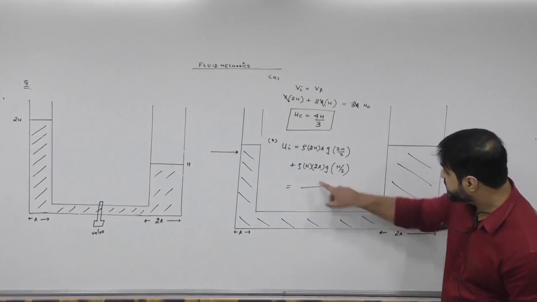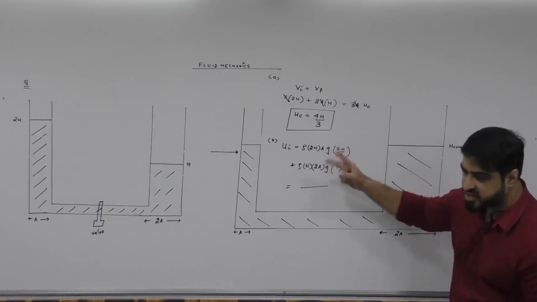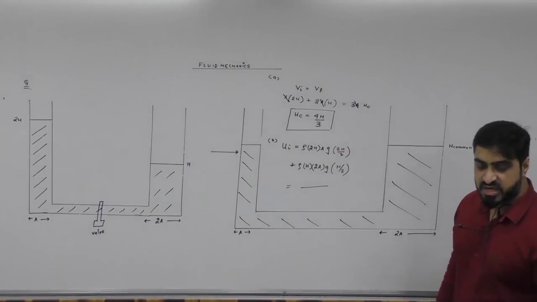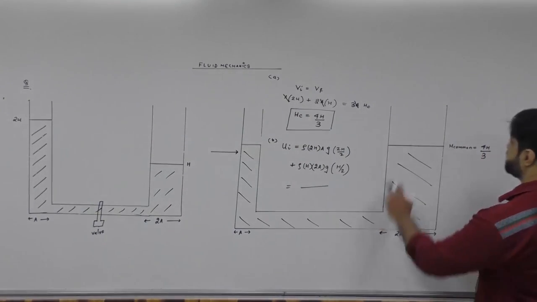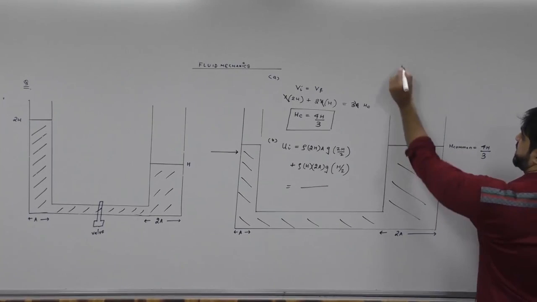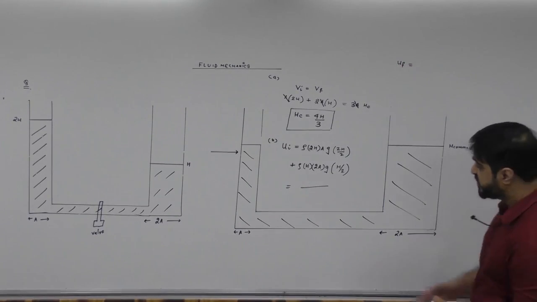Okay, you will get it in terms of rho h a h square, whatever answer you get. Clear? Now you will tell me, how will we find U final? U final of this, right?